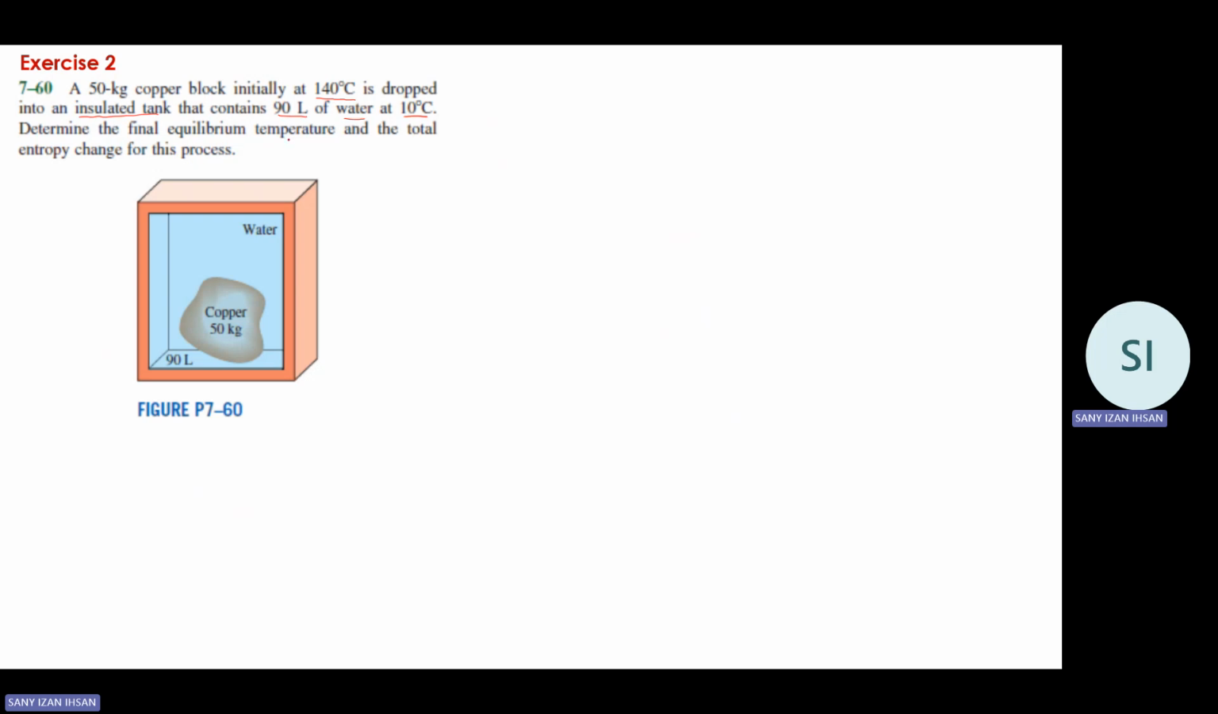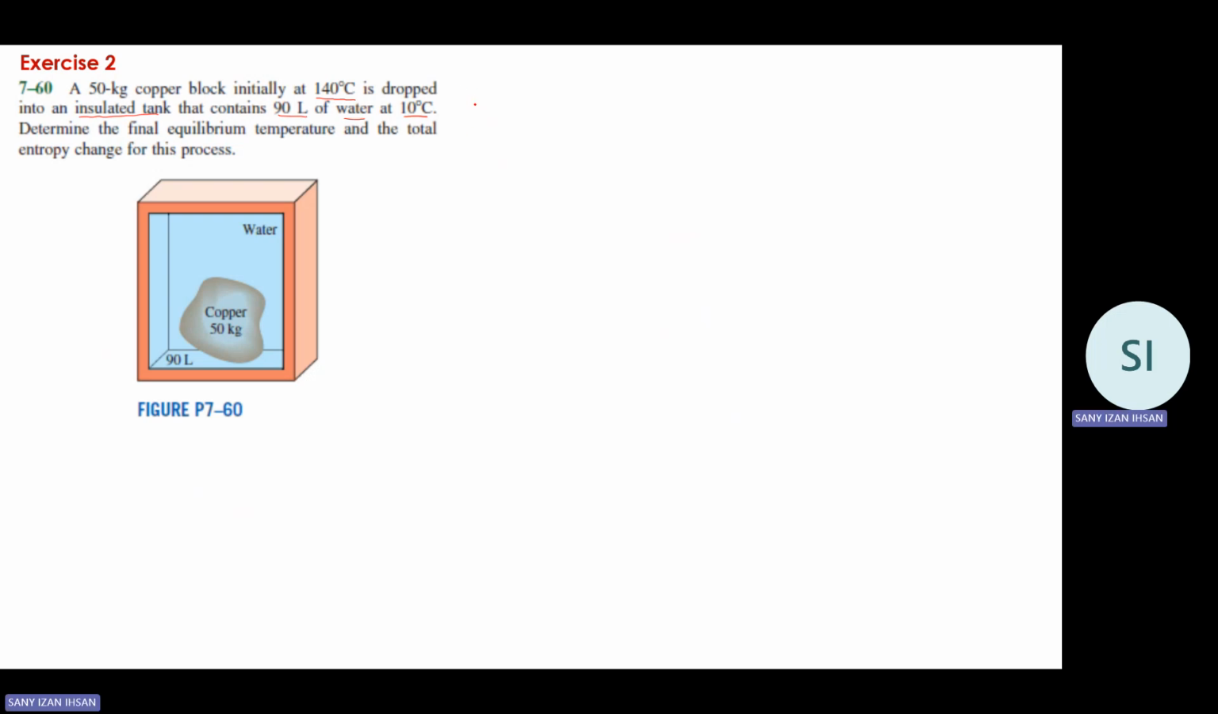Okay, final equilibrium temperature, meaning that there will be a time in which the temperature of both copper and water will eventually become the same, so no more heat transfer going on. As long as copper temperature is still higher, there will be heat transfer leaving the system. So you want to find the final point in which the temperature of the water and the temperature of the copper will be the same. And the total entropy change for this process will be the S generated due to the process.